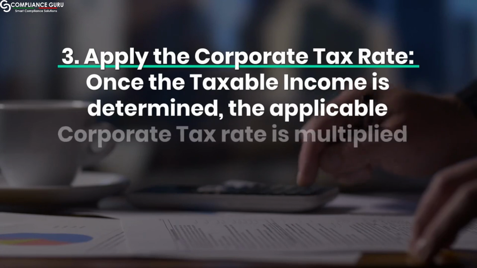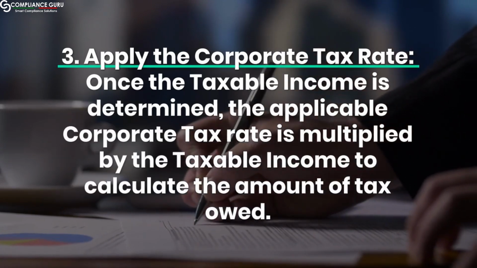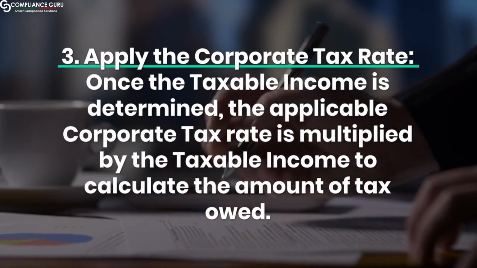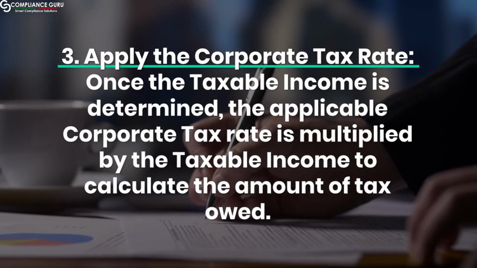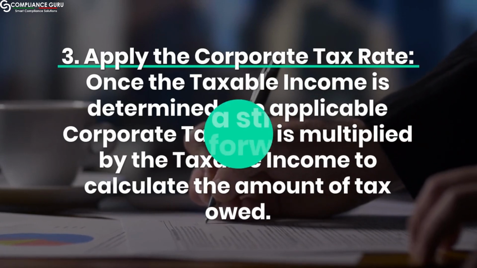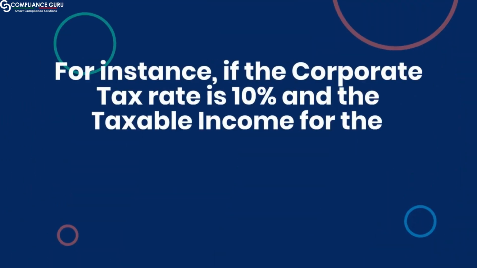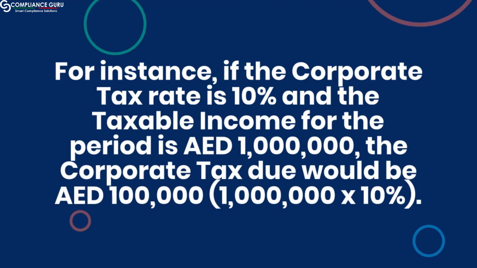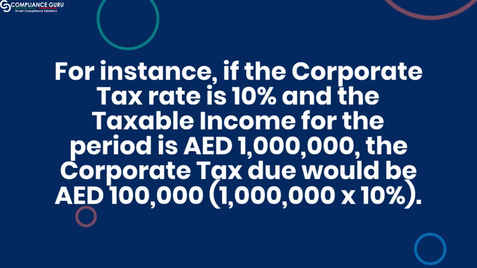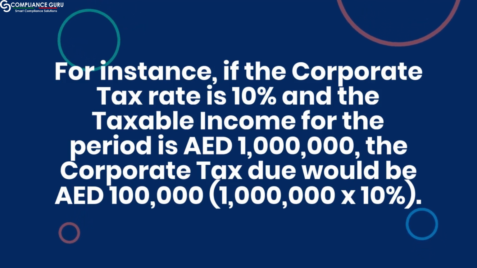3. Apply the corporate tax rate. Once the taxable income is determined, the applicable corporate tax rate is multiplied by the taxable income to calculate the amount of tax owed. This is typically a straightforward process. For instance, if the corporate tax rate is 10% and the taxable income for the period is AED 1 million, the corporate tax due would be AED 100,000, 1 million by 10%.